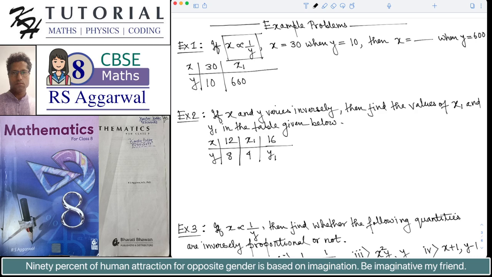Now we use the fact that since x and y are inversely proportional to each other, the product of all the corresponding values has to be equal, which is basically that constant value, the constant of variation. So we must have the product of the first corresponding values, 30 multiplied by 10, equal to the product of the second corresponding values, that is x1 multiplied by 600. So from here we can easily solve for x1. So x1 will be 30 multiplied by 10 divided by 600.